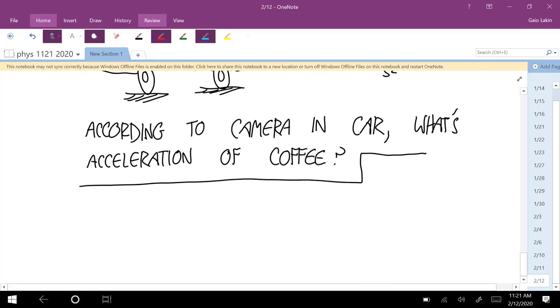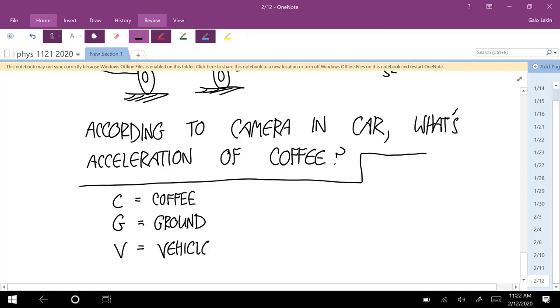Okay, so let's set this up as, so C is the coffee, G is the ground, not the coffee grounds, and I call it V for vehicle. But all these things are moving together. So V is the vehicle, the passenger, the camera. Okay.